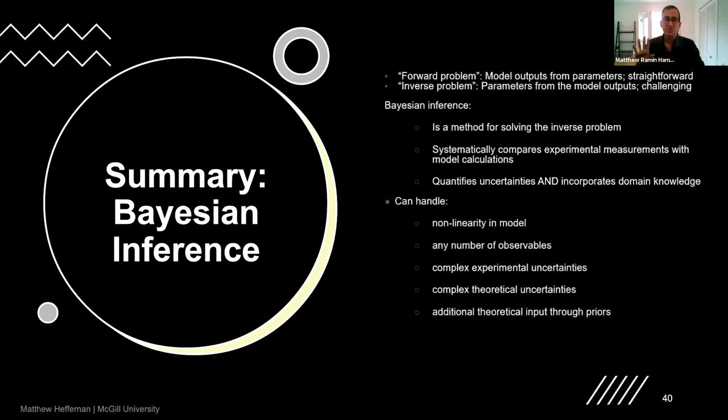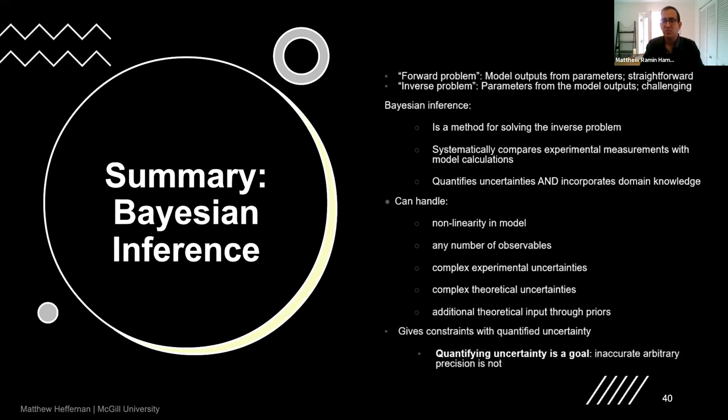Can handle a whole host of things. I'll leave this list up for your own time, but it is very robust. With the use of Markov chain Monte Carlo, you're not constrained by some other assumptions. You're doing non-parametric sampling of your space, and you can handle a whole host of things that get into some really rich physics. And what it does is really give you constraints with quantified uncertainty.